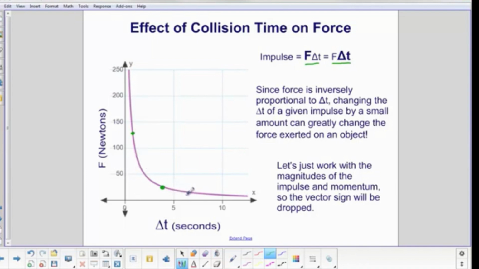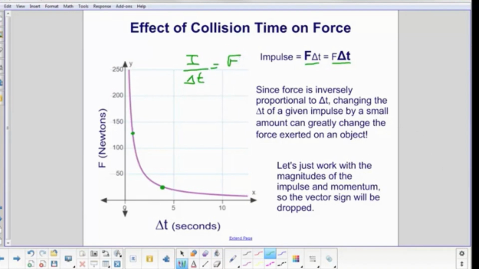And as you go longer and longer at your time interval, there's less of a change in force because frankly it's getting very tiny. Another way to look at that is we have impulse divided by delta t equals the force applied. So you can see as delta t gets smaller, F gets a lot bigger.